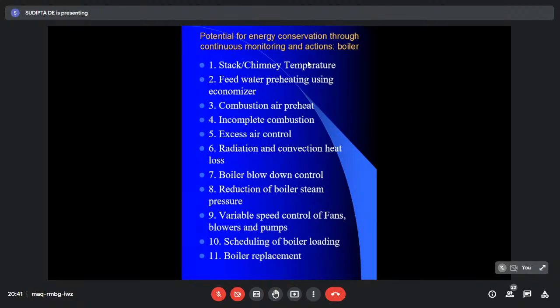Stack temperature is the temperature of flue gas coming out of the boiler and finally rejected to the atmosphere.